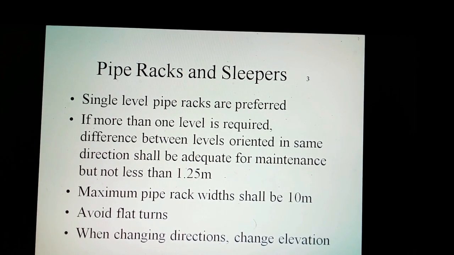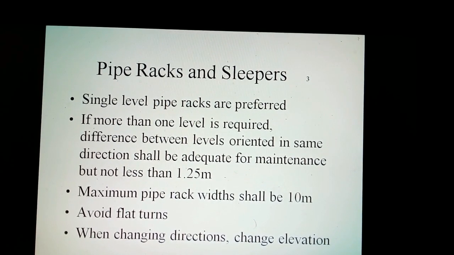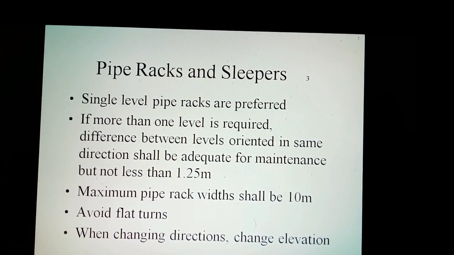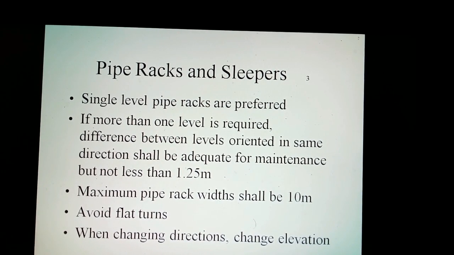Single-level pipe racks are preferred. If more than one level is required, the difference between levels oriented in the same direction shall be adequate for maintenance, but not less than 1.25 meters. Maximum pipe rack widths shall be 10 meters. If widths larger than 10 meters are required, the pipe rack shall be designed to be of 2 stages. Actual width shall be 110% of the required width, or the required width plus 1 meter.